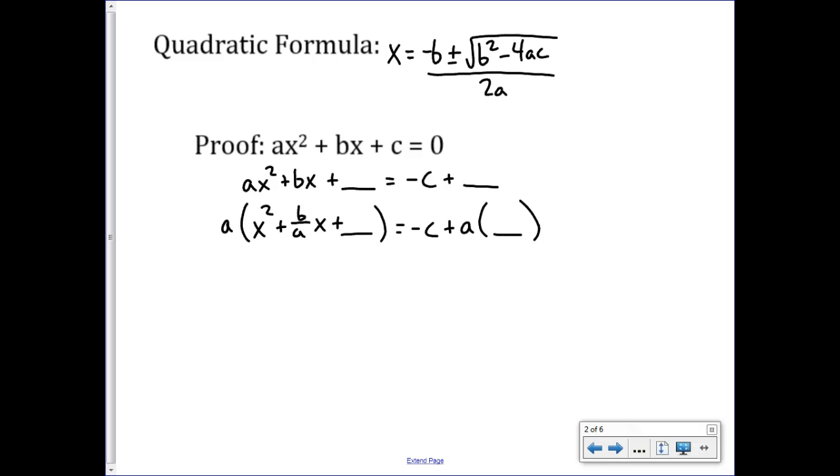Okay, so now I need to do b over a over 2, or b over 2a, quantity squared. So I get b squared over 4a squared. That's what goes inside that blank. So b squared over 4a squared, and here it's b squared over 4a squared.